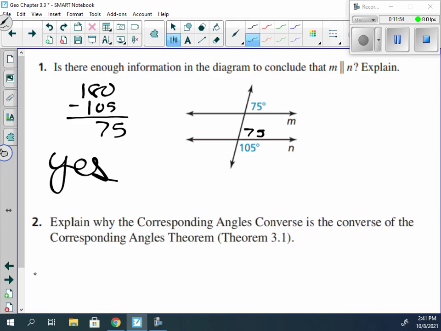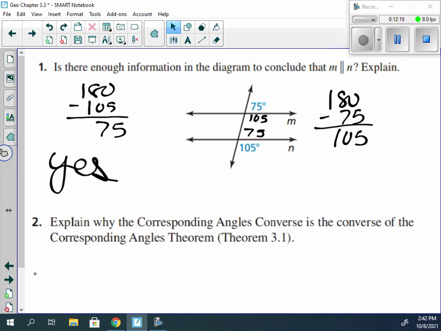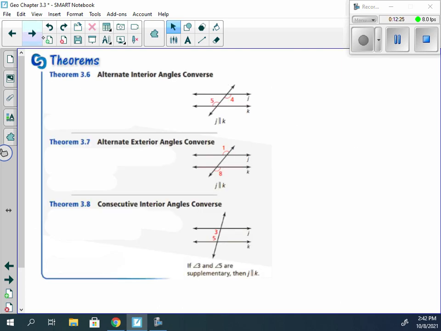Now we could have gone the other direction and said 180 minus 75, which would be 105, which would be this angle down here, and the 105s would be corresponding. And we can say this because of our corresponding angle converse would be our reasoning or our explanation. Questions on any of this here? Okay. We're not going to worry about that.